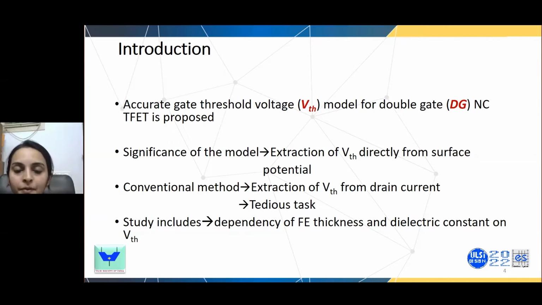But in our work, we extracted the threshold voltage directly from the surface potential. And it is as accurate as the other accurate methods. The study includes a comparison between the conventional TFET, that is a non-NC TFET, and the proposed NC TFET. Also, it includes the dependency of the threshold voltage on ferroelectric thickness and dielectric constants.